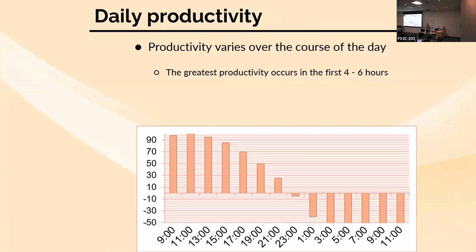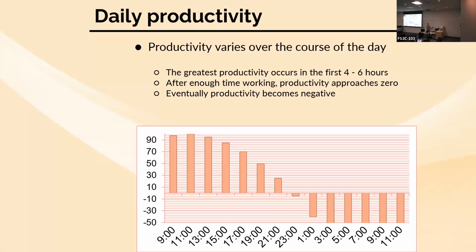All right, so why is crunch a problem? Why is crunch an issue during this? Mainly because productivity isn't consistent, right? You get more productivity in the first 4 to 6 hours than you do in the rest of your day. You're going to get more done in those first 4 to 6 hours than you will as time moves on. After enough time, productivity reaches 0 and can become negative.